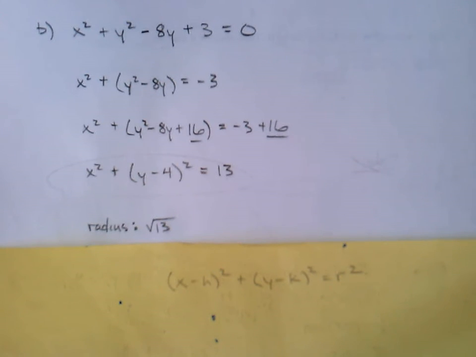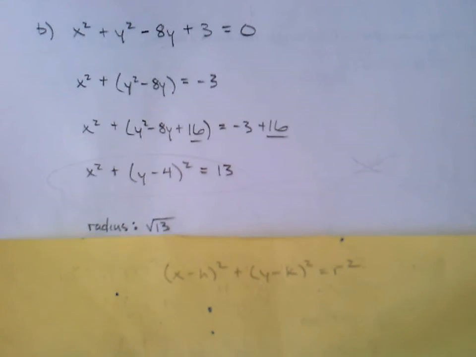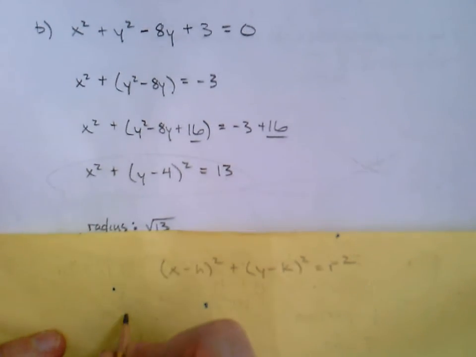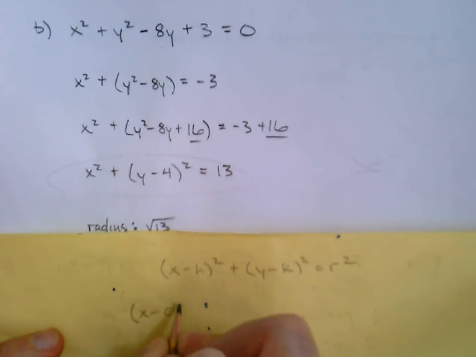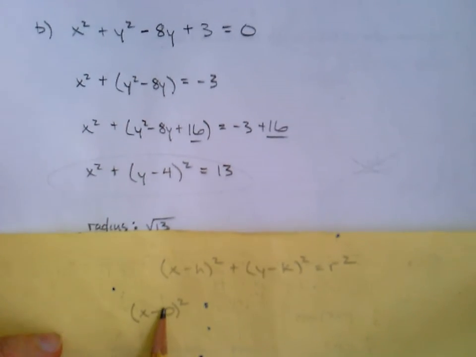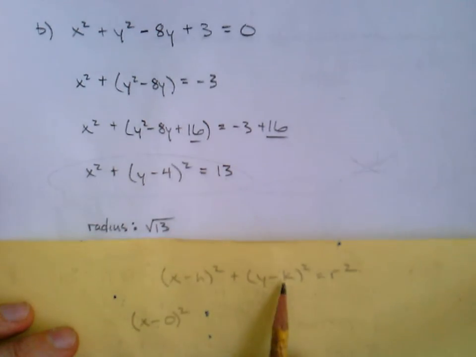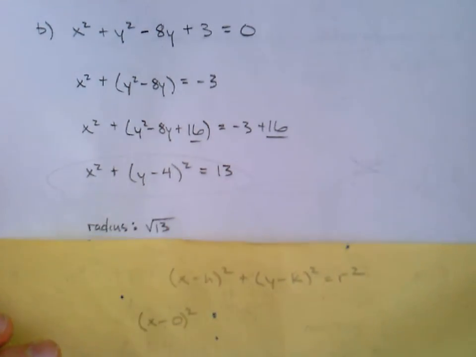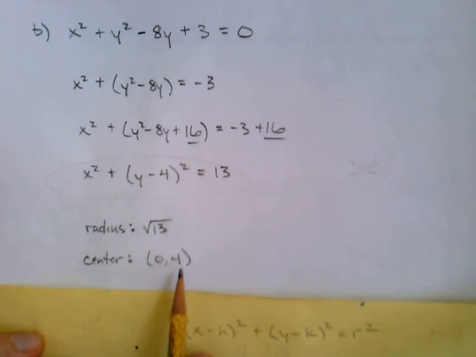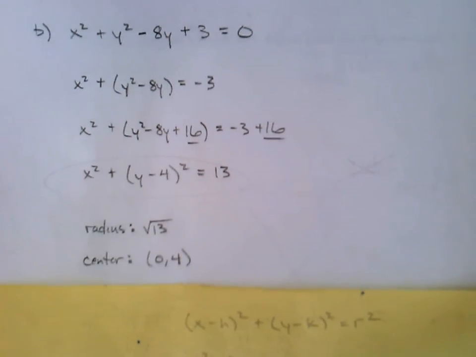Okay, how about the center? So if I see only x squared, well, what would that mean for h? Wouldn't it be x minus 0 squared? Isn't that the same thing? Okay, yeah, so h is 0, and then my k is the 4. Remember, it's always the opposite. So my center is 0, 4. There it is.